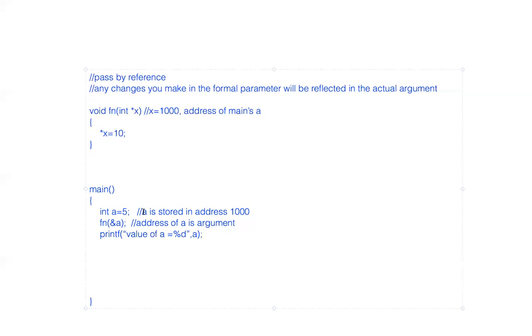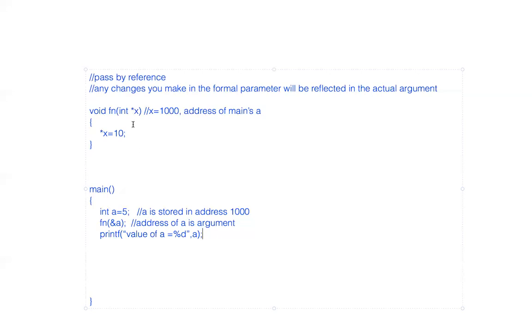So what we are doing here is passing the address of a. Now this variable x is pointing to main's a location, and if I change that value, that means I'm changing main's a value. This is what we call pass by reference. I make changes here to star x, meaning I'm changing main's a.